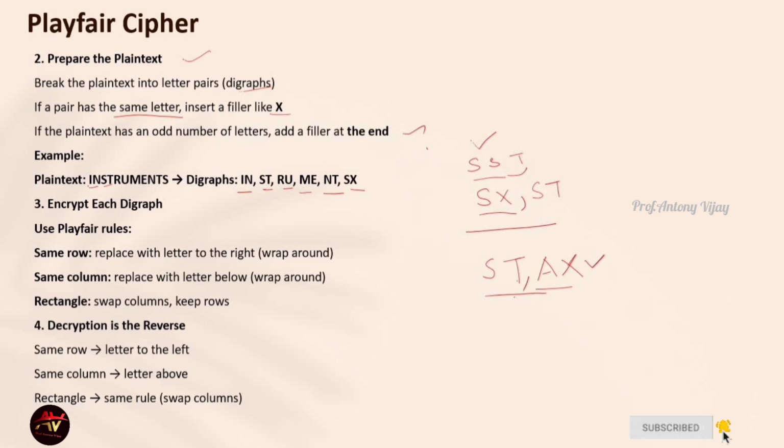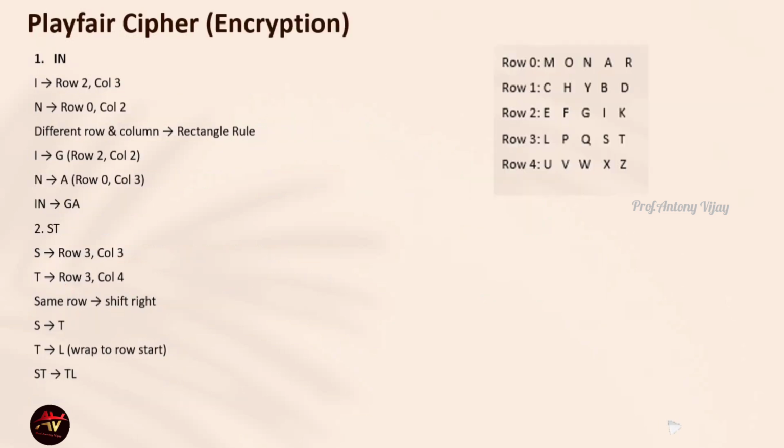Now we have to apply the encryption rules. There are three different rules. The first rule is same row. Same row means if two letters are in the same row, we have to shift the letters in the right direction. For the same column, replace with the letter below. And if it is a different column and different row, we have to use the rectangular rule. In this, we keep the same row but swap the columns.